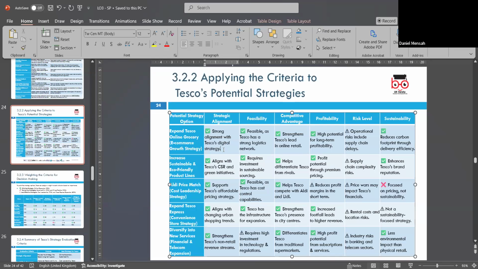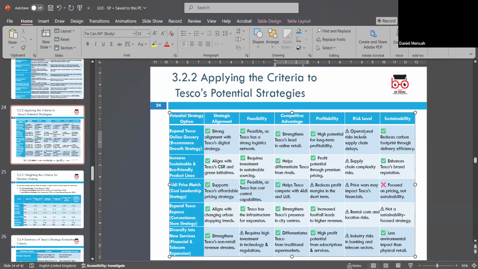It is creating value for all its stakeholders and has to remain the market leader. From a feasibility perspective, Tesco has a long, strong logistics network. In terms of competitive advantage, it strengthens Tesco's lead in online retail. This also covers profitability, because they grabbed this online grocery opportunity in time, so there is high potential for long-term profitability.